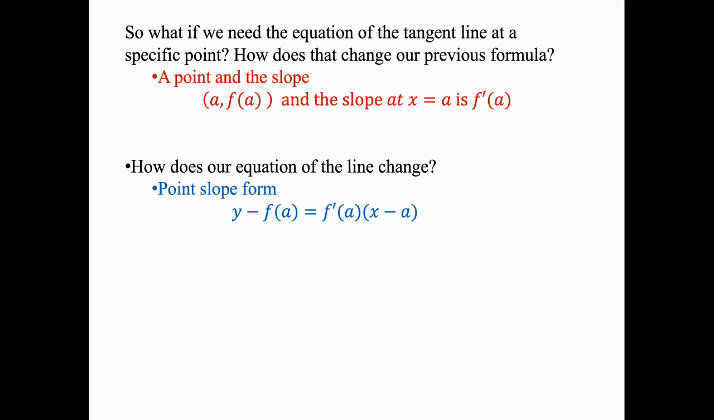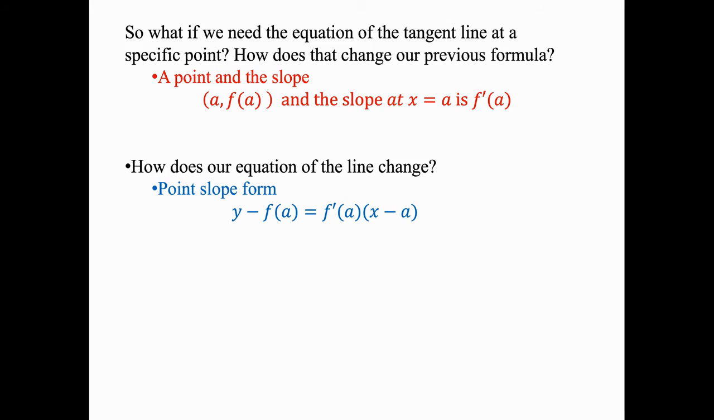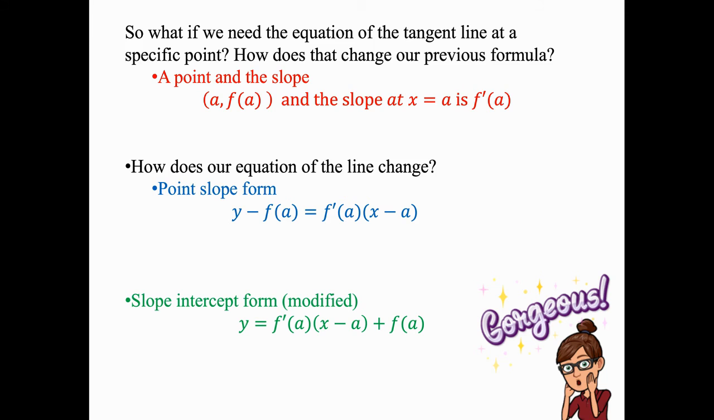So how does our equation change? Well, this is point slope form. Remember, it was the previous form, but now instead of there being a y1 or an m or an x1, we have f(a), f'(a), and x minus a. So the formula is still structured exactly the same. The main difference here is you're using a particular ordered pair, and the main difference is that we're using the derivative for our slope. And sometimes it can be modified into slope intercept form, and it would look like the following form in green.